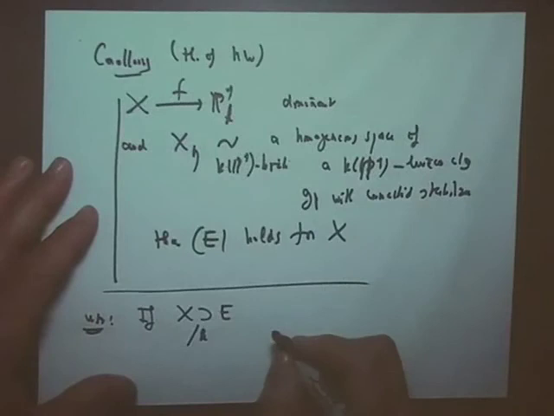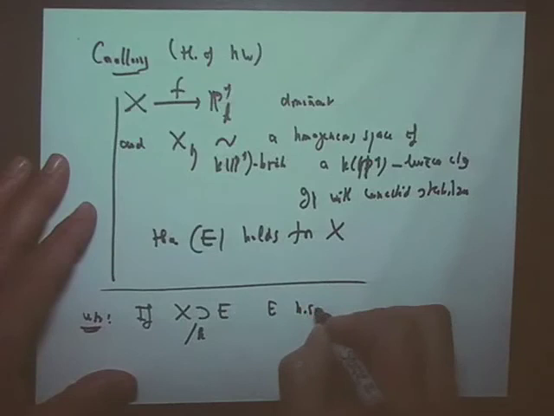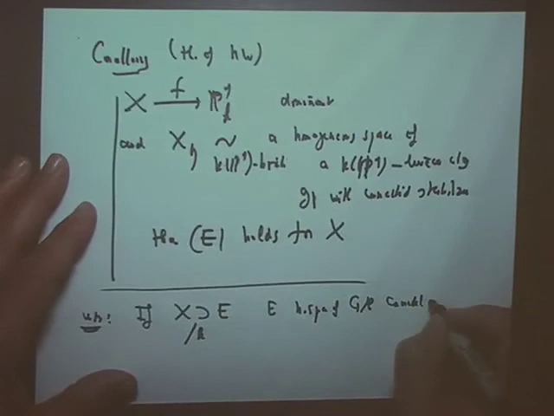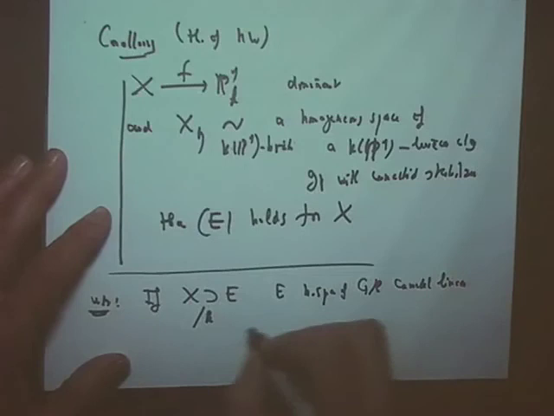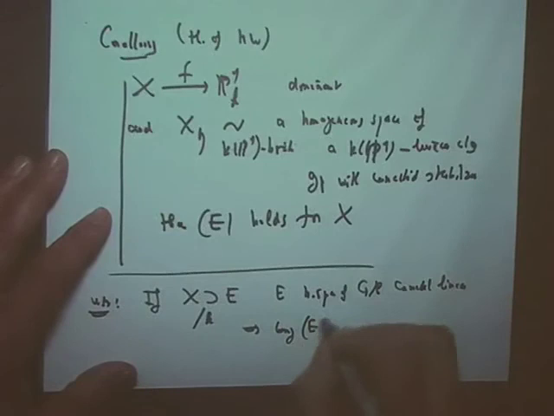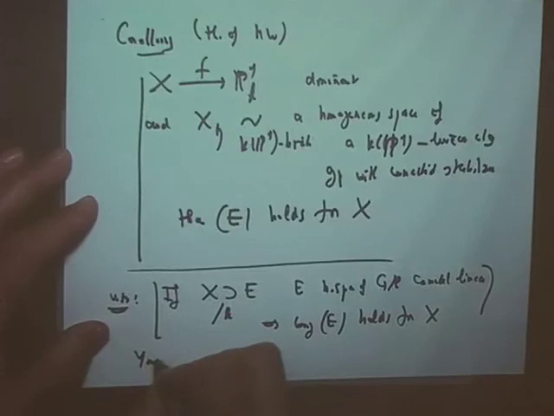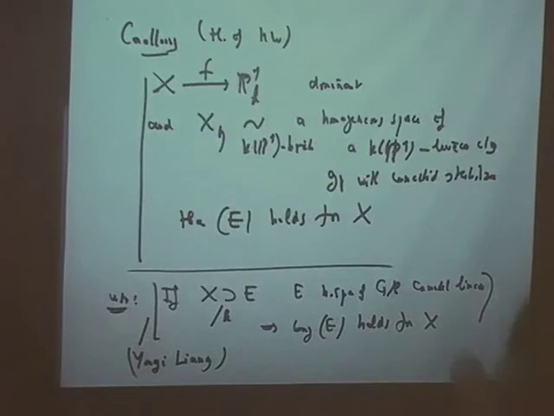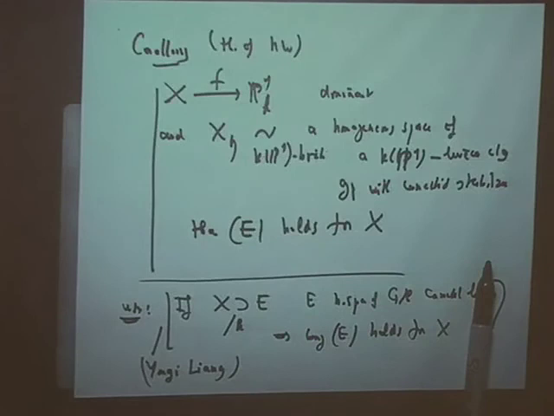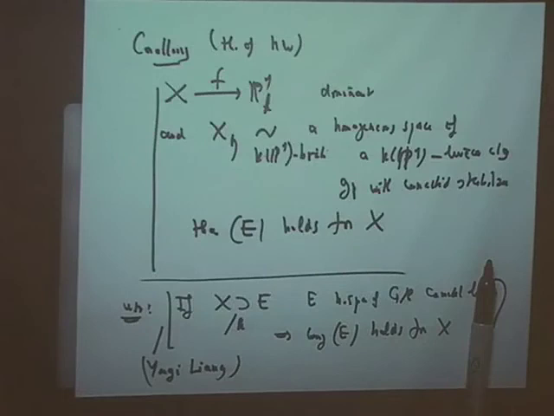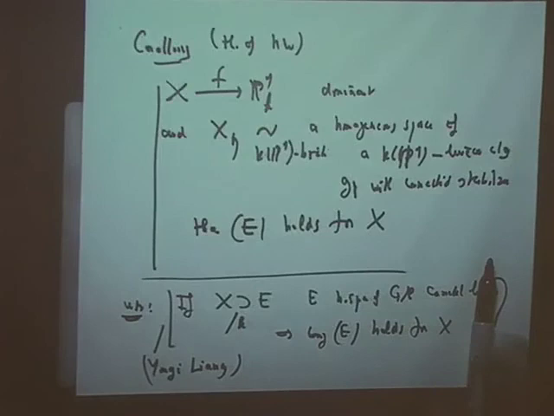If X contains E, and E is a homogeneous space of G over K, connected linear, with connected stabilizers, then conjecture E holds for X. That is, from Borovoi's result on rational points, one can deduce the result for zero cycles. This is work of Yongqi Liang. It's a very nice trick. We've seen this trick in a different context. To prove this, he replaces X by X cross P1, and it works on X cross P1. You always doubt that you're going to do something by replacing X by X cross P1, but it works. Okay. And so I think finishing on this corollary is the right place.